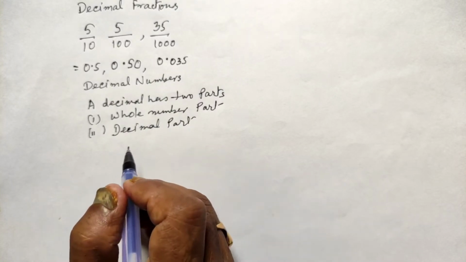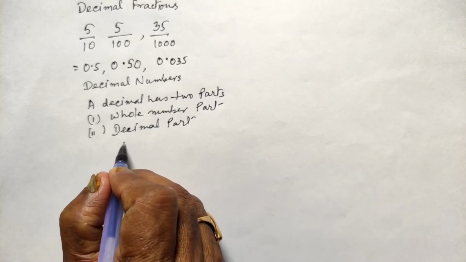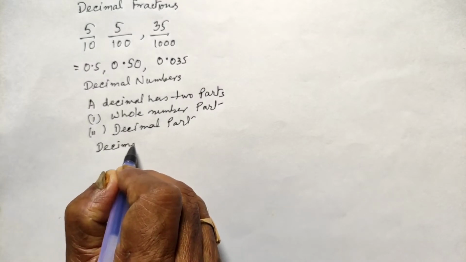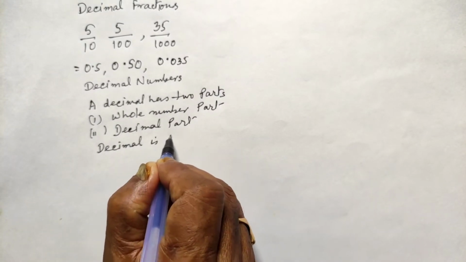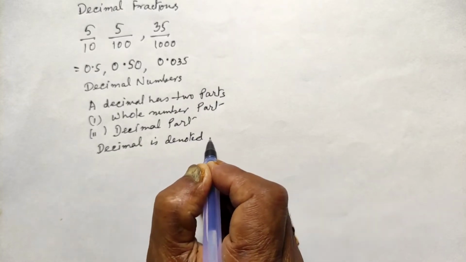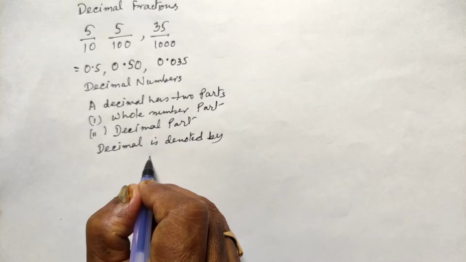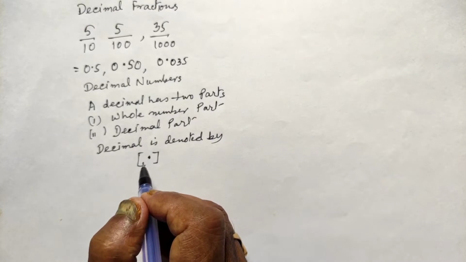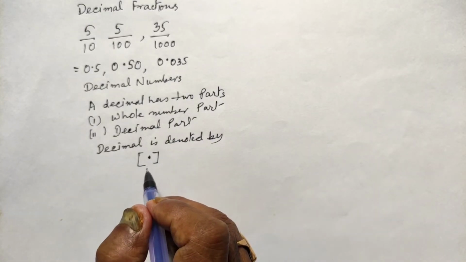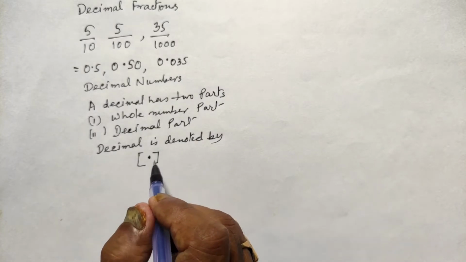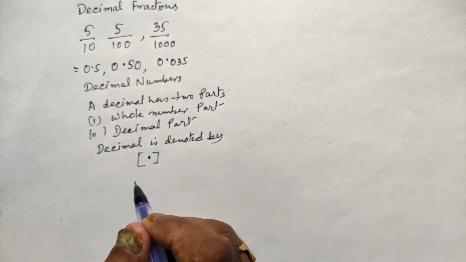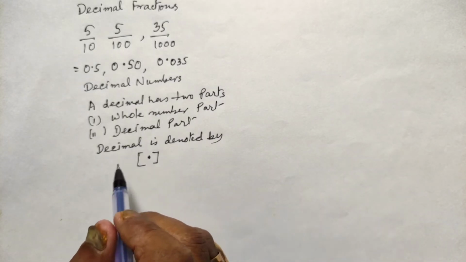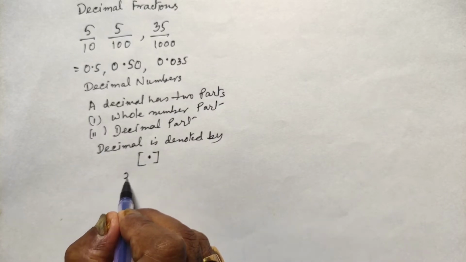Remember that we express a decimal by a dot sign. Decimal is denoted by this dot. This is called the decimal point, or simply decimal, or sometimes we say point also. That is very common, because I can give you one beautiful example over here.